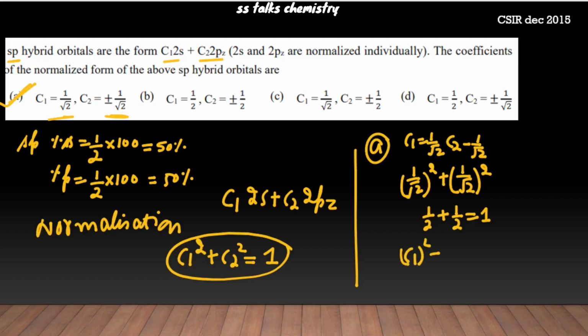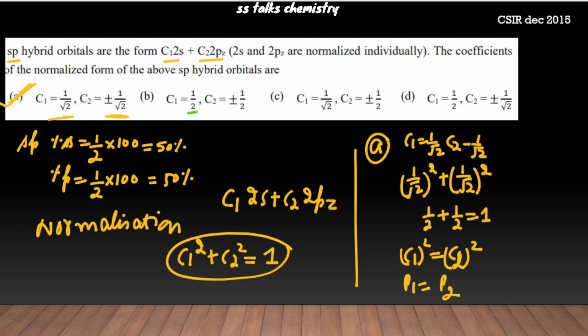C1 square is equal to C2 square, which means the probabilities P1 and P2 are also equal. The 50-50% condition is also satisfied, and the normalization, C1 square plus C2 square, is also equal to 1. In the other options, you are not going to get unity.